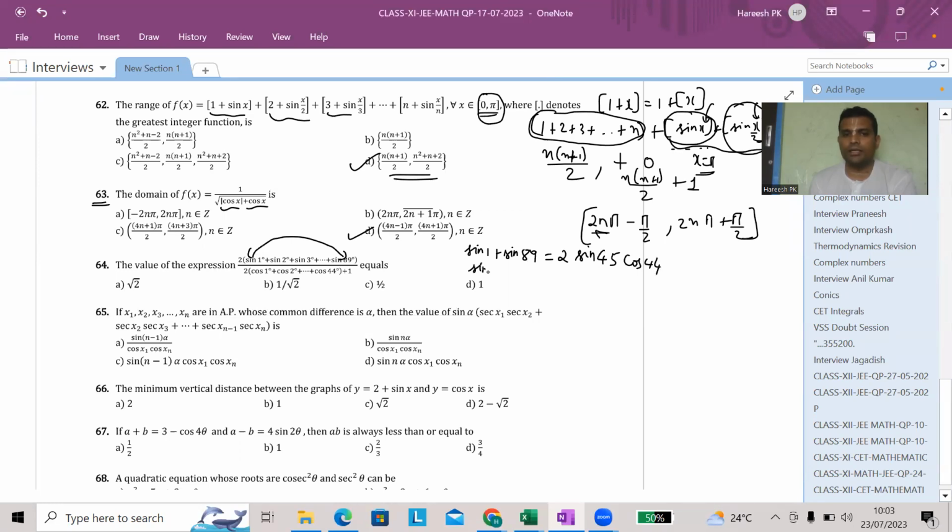Similarly, sine 2 plus sine 88 will also give 2 sine 45, but cos 43, like that. So like that, every term will give 2 sine 45. You can pull that 2 sine 45 out. So you'll end up getting 2 into 2 sine 45, then you will get cos 44 plus cos 43, like that, up to cos 1.